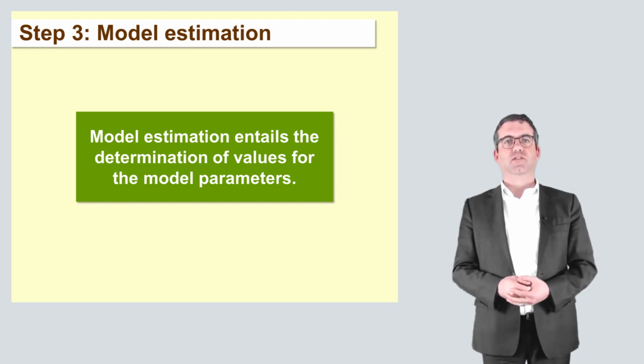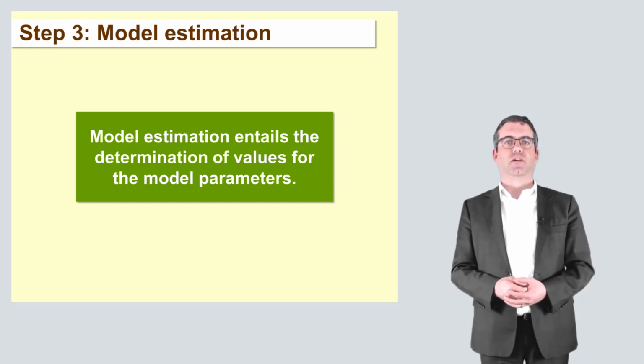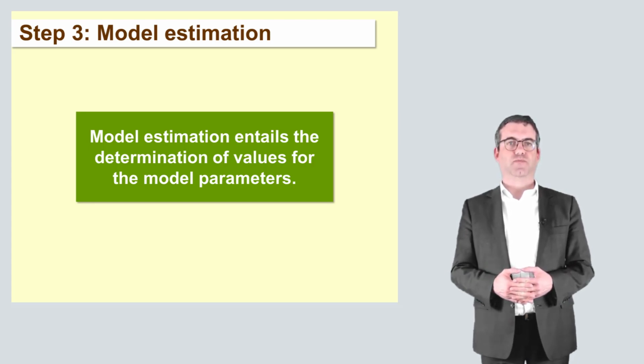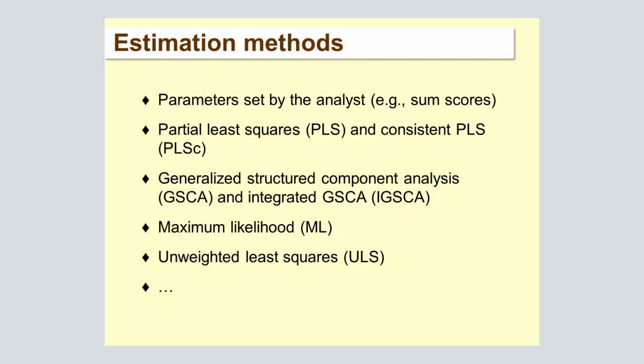Model estimation is the third step of structural equation modeling. Model estimation entails the determination of values for the model parameters. The structural equation modeling literature has suggested several estimation methods. Probably the easiest but also most primitive approach is to simply set parameters. This is, for instance, done in sum scores, where the weights of a composite model are all set to equal values. But one could also set parameters to different values, for instance based on the experience of the researcher.